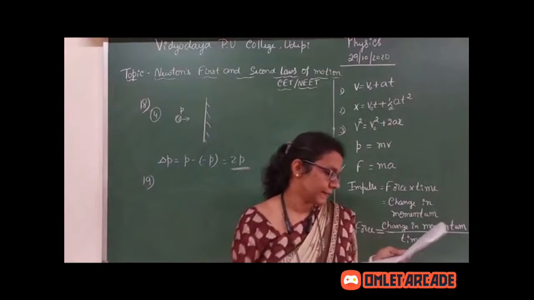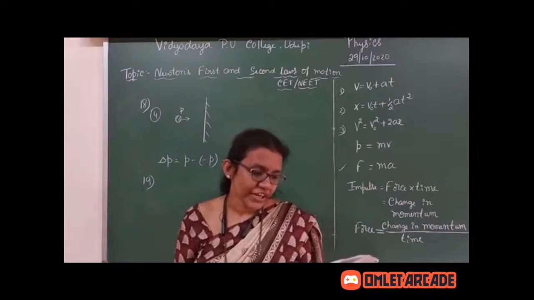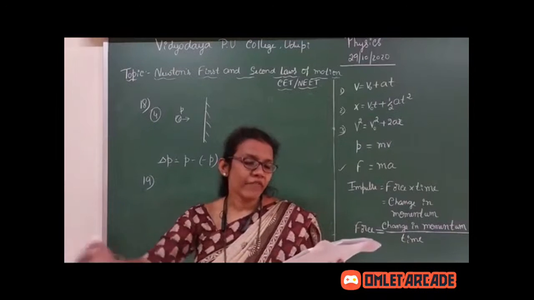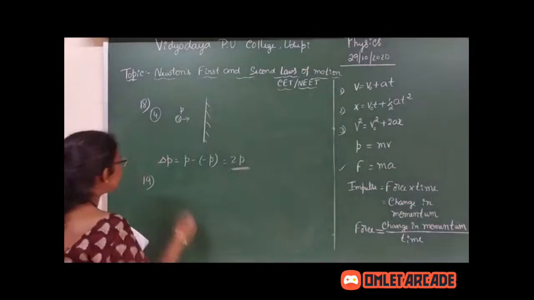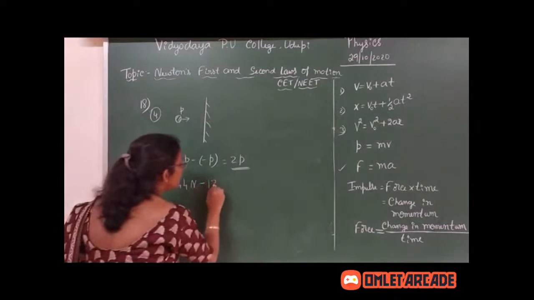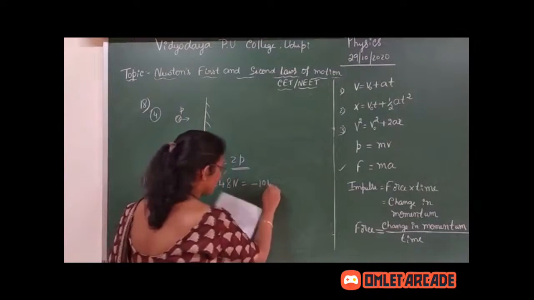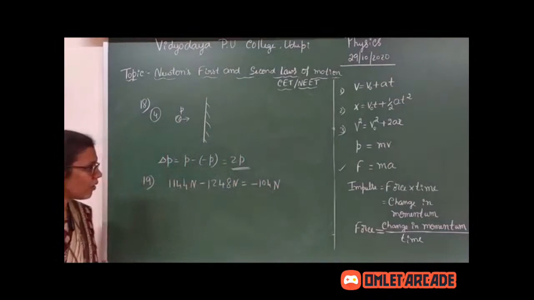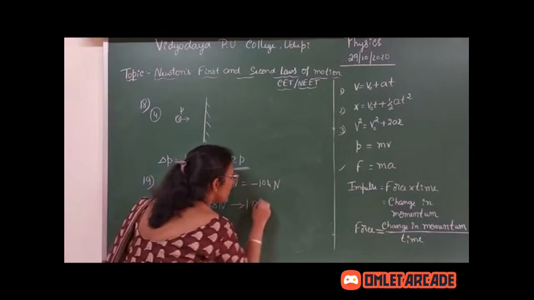Question number 19. A person weighing 1248 Newton goes on a crash diet and in 1 month he weighs 1144 Newton. The change in his inertia is... So here the loss of the weight is 1144 Newton minus 1248 Newton, and this is minus 104 Newton. Now for 1248 Newton, he loses 104 Newton.